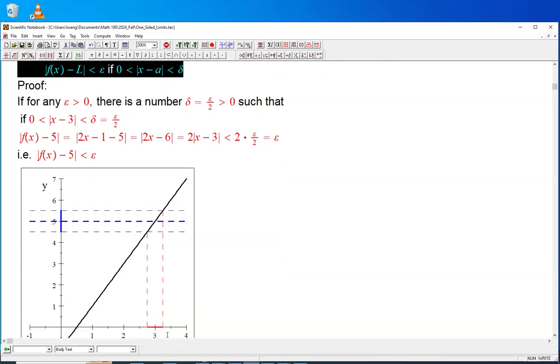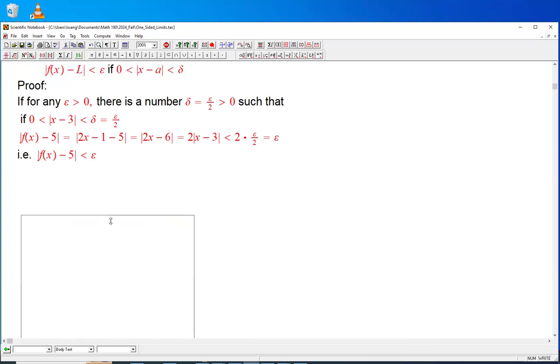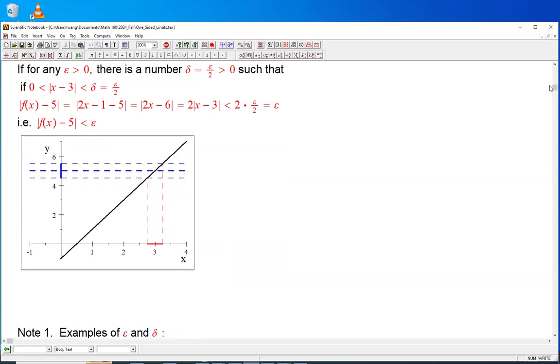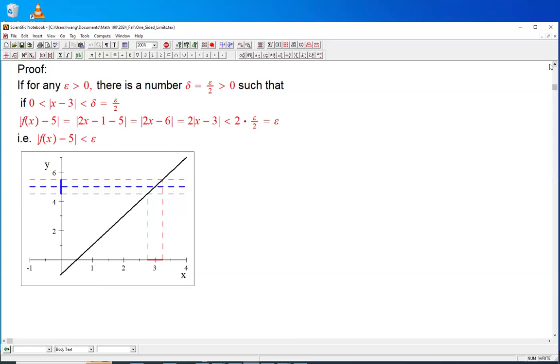So let me mark these in the same picture. First, let me bring this here. So for any epsilon, for any epsilon, this is a little epsilon.